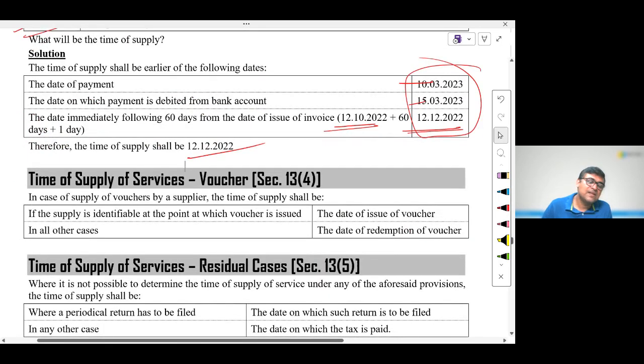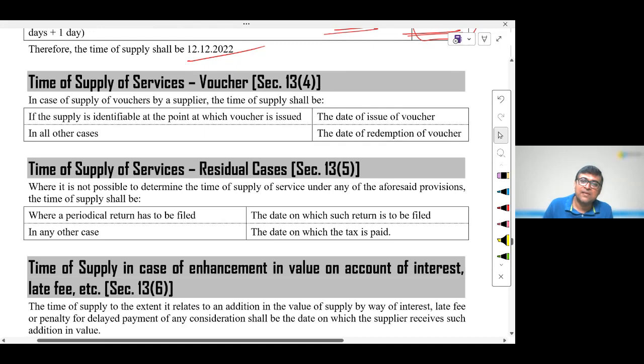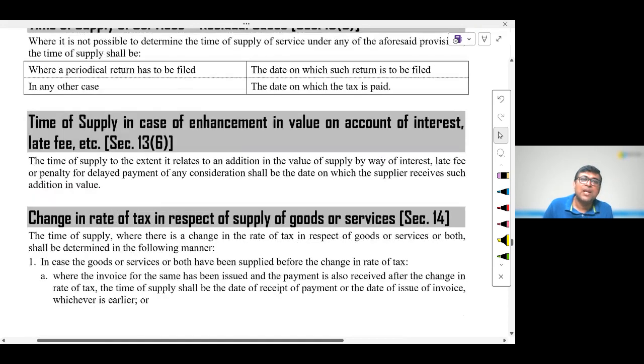Time of supply of services in case of voucher, same as we discussed in the supply of goods. Time of supply of services in case of residual cases, same. Time of supply in case of enhancement in value on account of interest, late fees, etc. Same.